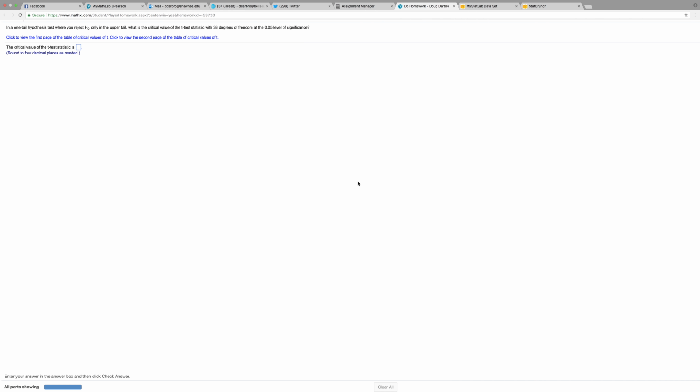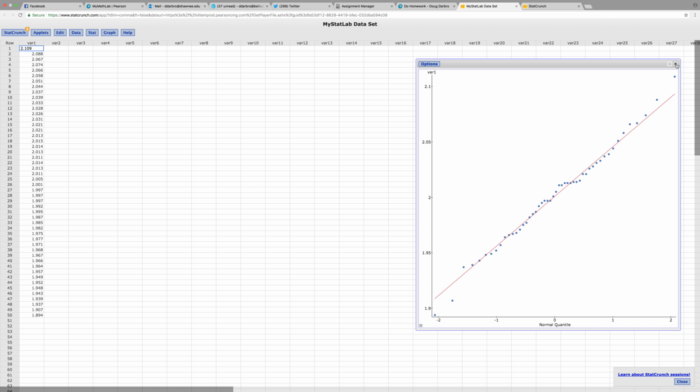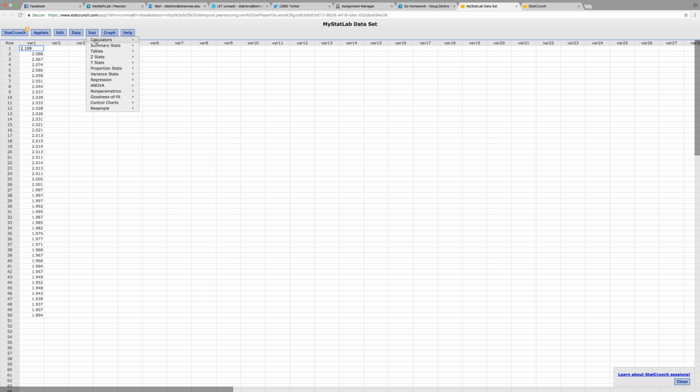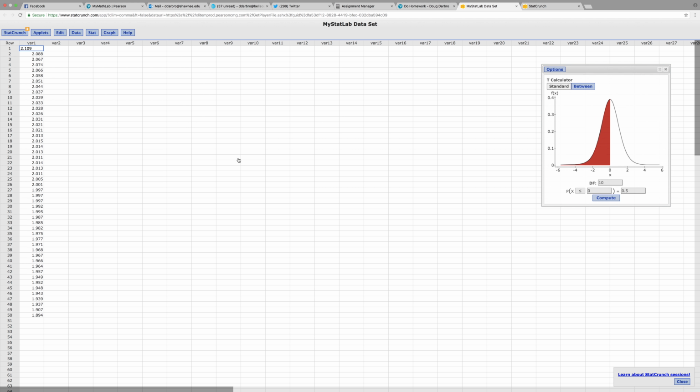All right, a one-tail hypothesis test, reject H0 in the upper tail, critical value, 33 degrees of freedom. What's the critical value? We have degrees of freedom 33, and we need 0.05 in the upper region. So 1.6924.